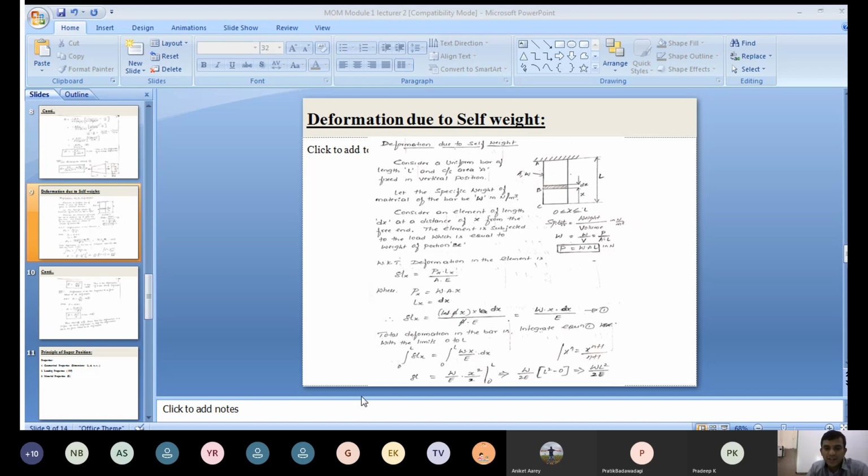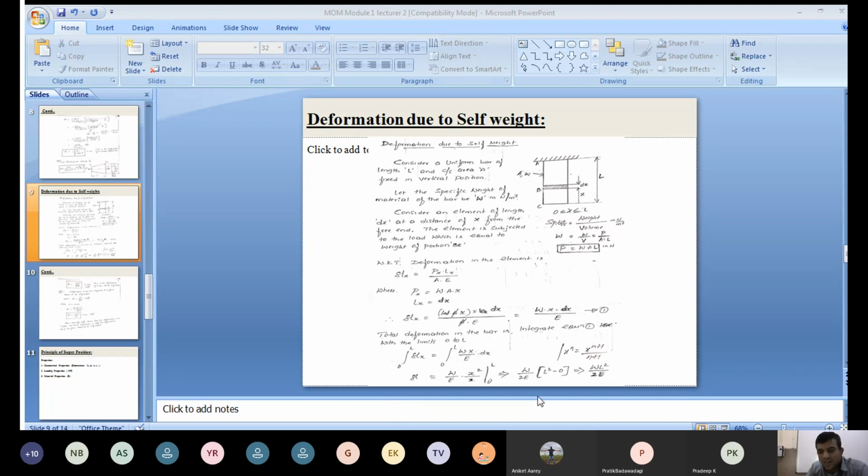On the right side you integrate, W is the specific weight, it is a constant. What type of property is it? It's a physical property, right? E is also a constant, it is a metal property. Take these two, W by E, outside, and we'll get only the integration of 0 to L, x into dx.